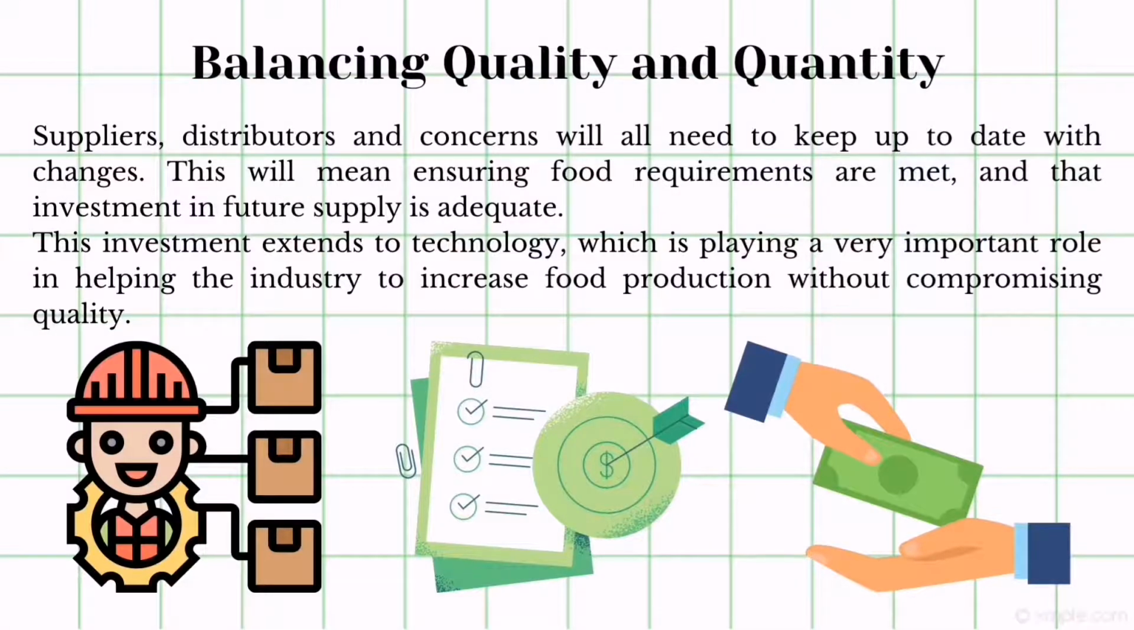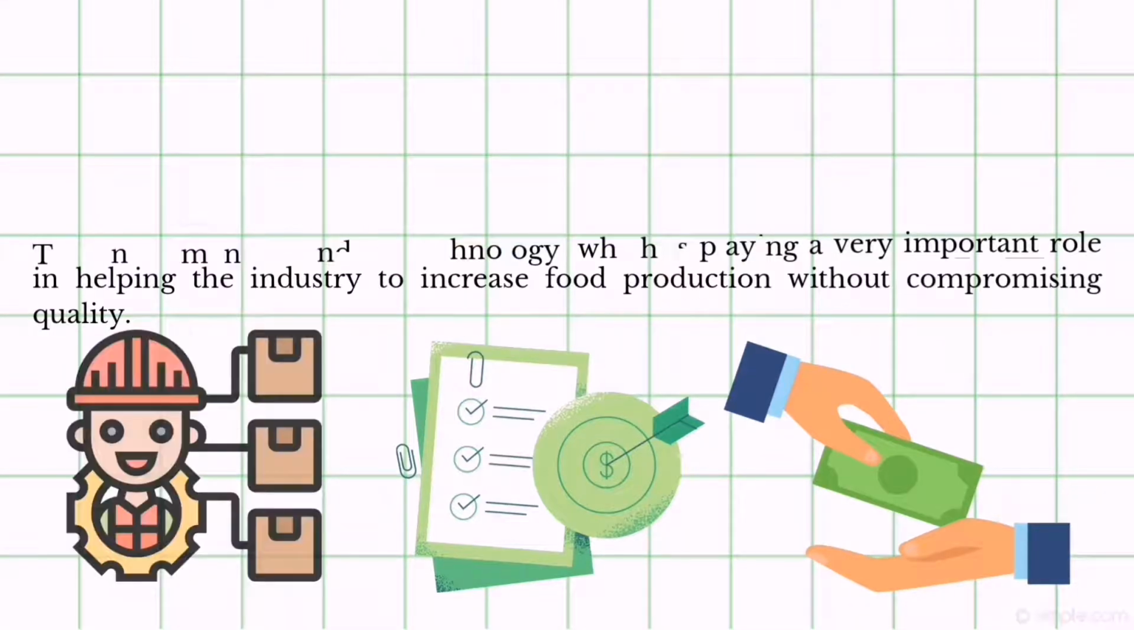Nangangahulugan ito ng pagtiyak na natutugunan ang mga pangangailangan ng pagkain at ang pamumuhunan sa hinaharap na supply ay sapat. Ang pamumuhunan na ito ay umaabot sa teknolohiya na gumaganap ng napakahalagang papel sa pagtulong sa industriya na pataasin ang produksyon ng pagkain nang hindi nakokompromiso ang kalidad. Ito ang population growth and food security. Thank you.